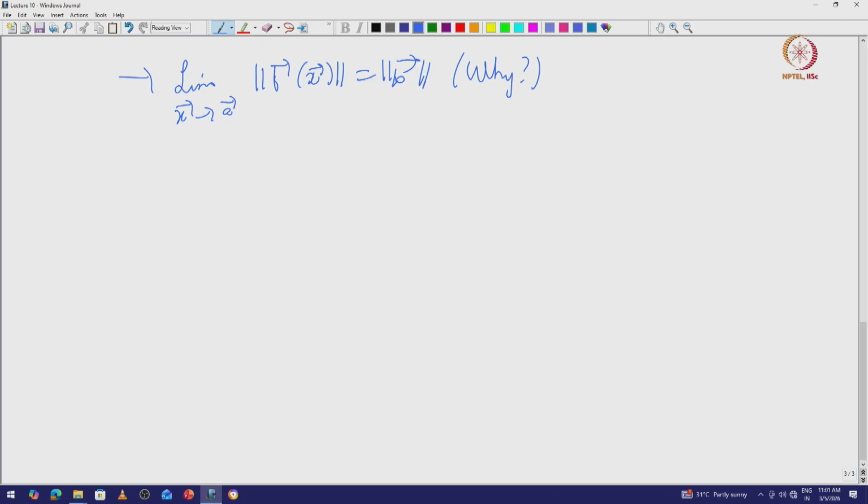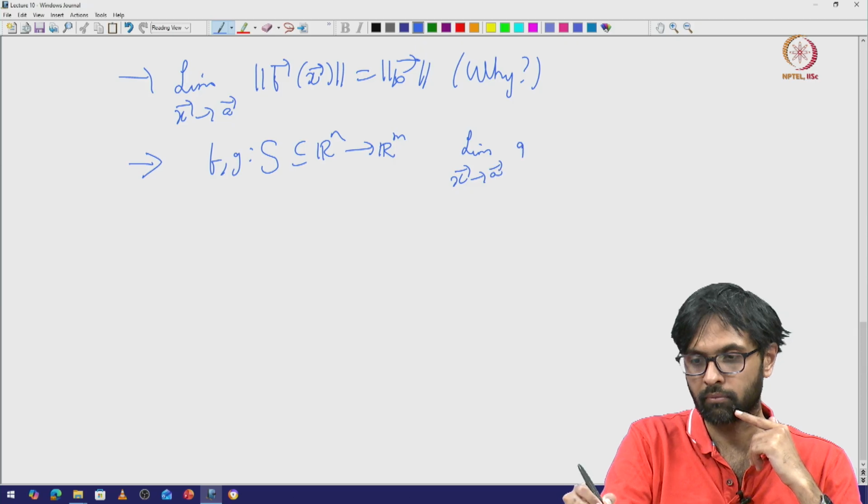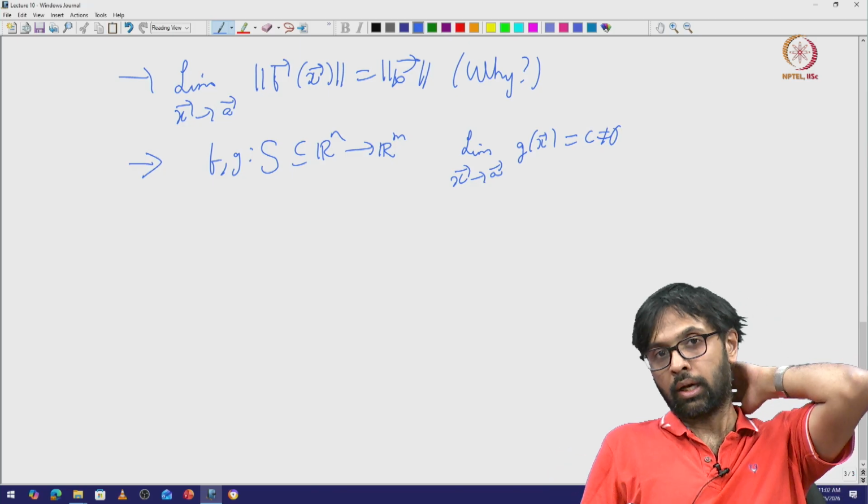All right. Lastly, suppose you have scalar valued functions, f and g, both defined on the same domain S. A is a limit point of this domain. Suppose this limit, which is C, is not 0.